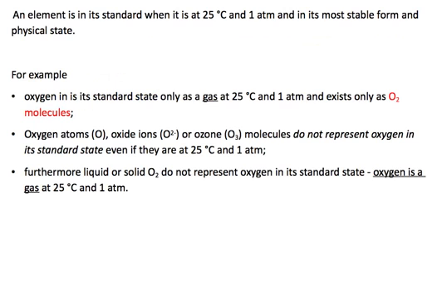All right. Now, just a couple of things to make sure. You have to make sure you understand or appreciate what standard states refer to. So let's use oxygen as an example. In its standard state, it exists as a gas only. And so that's at 25 degrees, 1 atmosphere. Oxygen gas, O2 molecules, O2. So oxygen atoms, oxide ions, and ozone molecules are not representative of oxygen in its standard state. And furthermore, if you had liquid or solid oxygen, it is also not representative of oxygen in its standard state. Remember, oxygen is a gas under standard conditions.